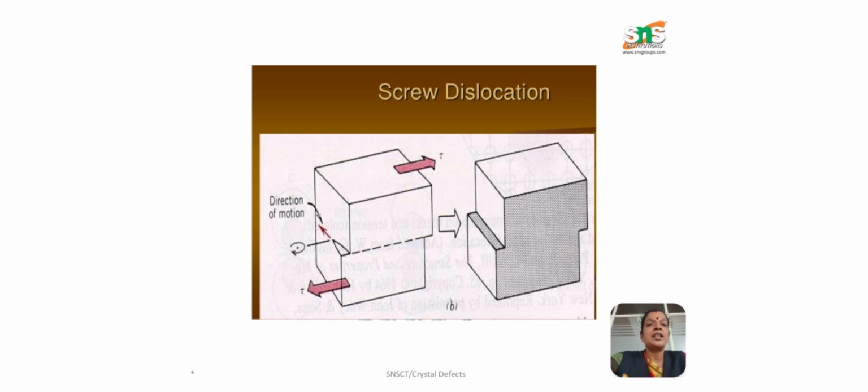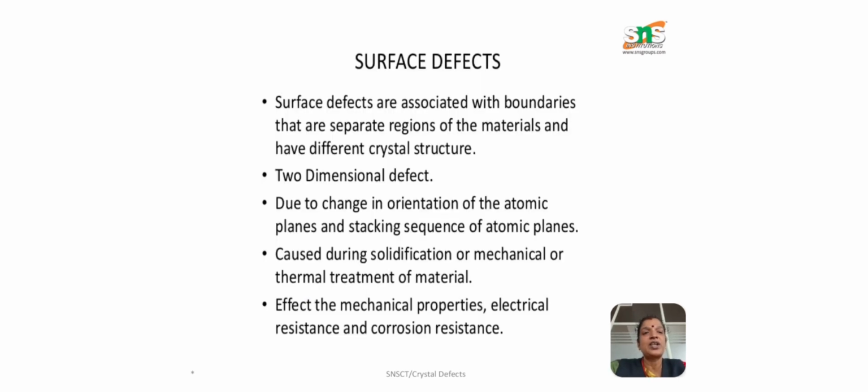Next one is the screw dislocation. This is nothing but one part of the atoms being dislocated from their position. Like screwing something, this is called the screw dislocation. Next one is the surface defect.